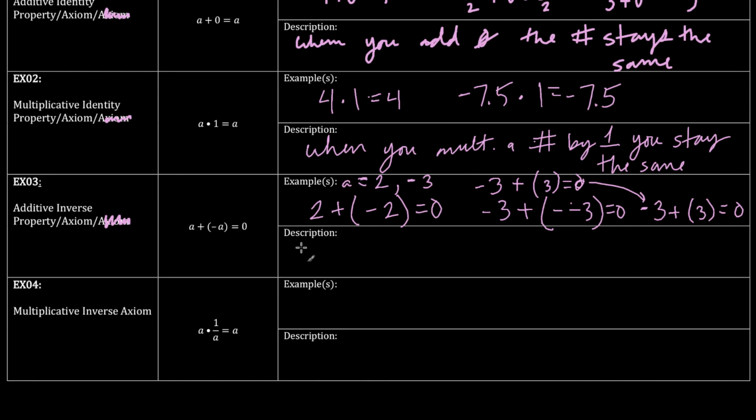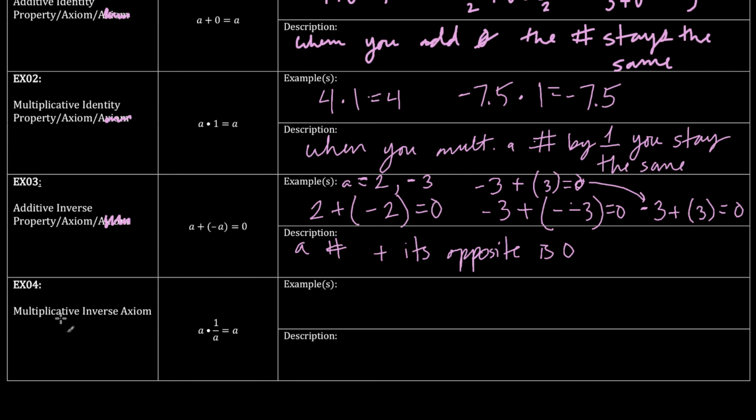So what this means is if you have a number and you add the opposite version of that number, we end up with 0. A number plus its opposite is 0.